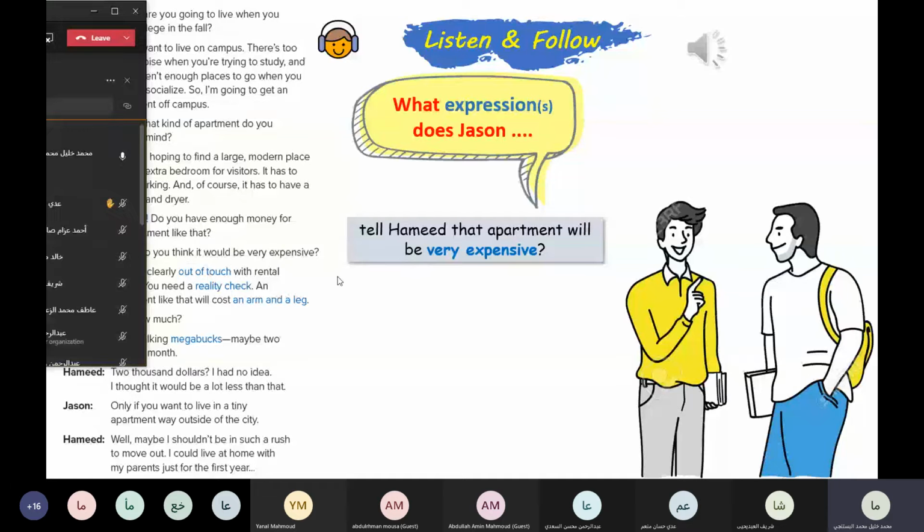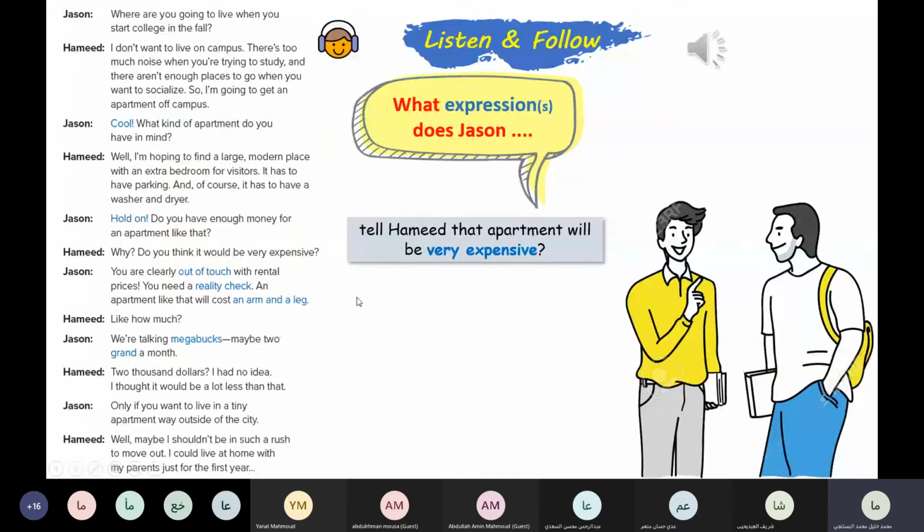These two expressions mean that the apartment will be very expensive. An arm and a leg means a lot of money. Megabucks also means a large amount of money. So these two expressions mean that the apartment will be very expensive. Okay, so this is about the real talk expressions. Good.